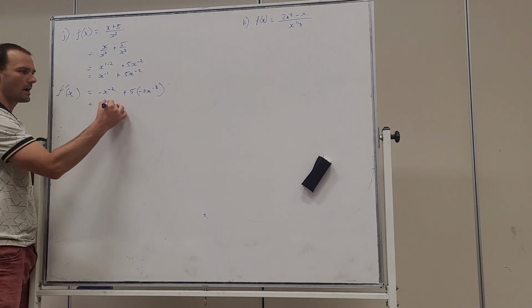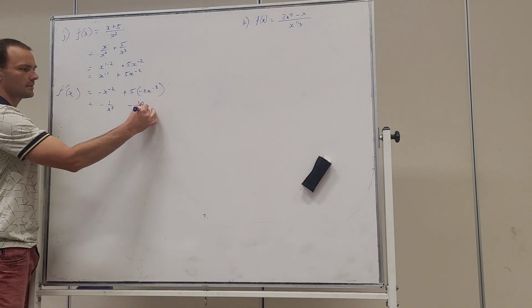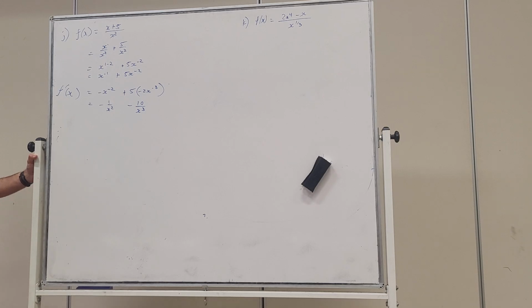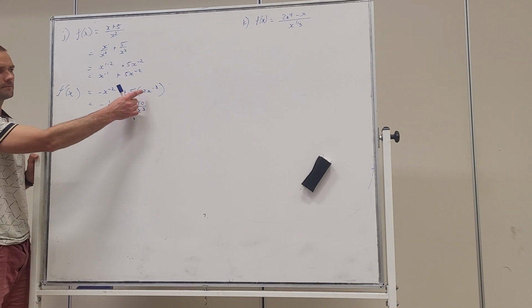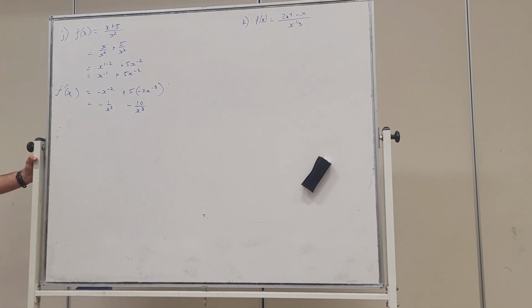So that would be minus 1 on x squared. This one would be minus 10 on x to the power of 3. Okay, there's the minus. 5 times 2 is 10. X to the minus 3 becomes x to the 3 to the bottom.